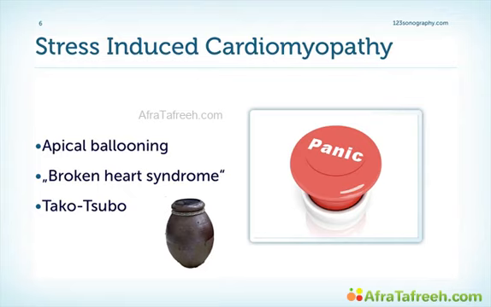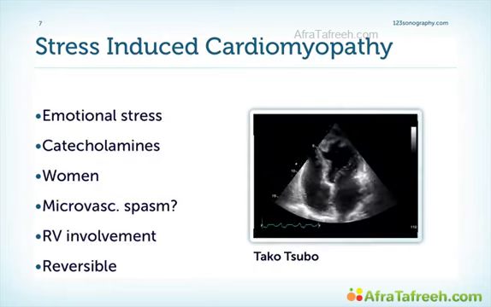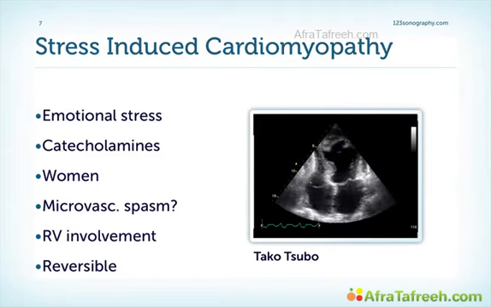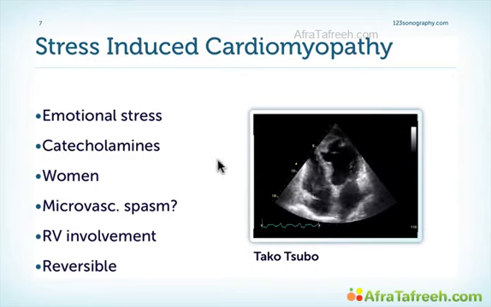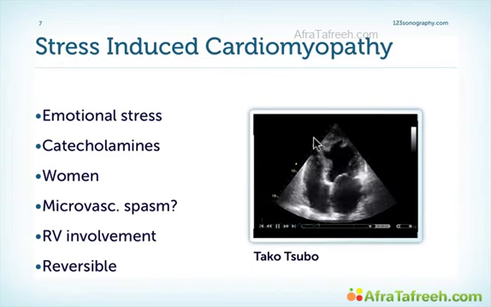Another form of cardiomyopathy is the so-called stress-induced cardiomyopathy or Takotsubo disease. Takotsubo is a container which is used in Japan to catch octopuses, and the ventricle in these patients has the typical shape of such a Takotsubo, where we have apical ballooning. The disease is also called broken heart syndrome because it is related to emotional stress and because catecholamines seem to play an important role in the pathophysiology.